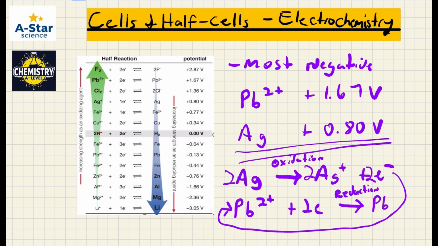So in this case, the silver is going to act as the anode because that is where the negative electrons are going to come from, and the lead is going to act as the cathode, because that is where the negative electrons are going to be taken up.